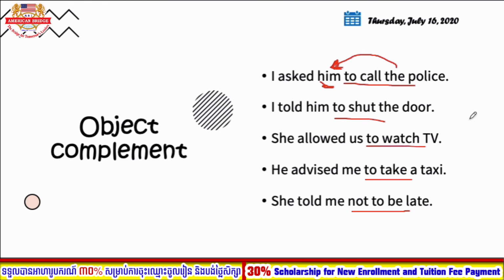I told him to shut the door. Are you the one who shut the door, or the other person who shut the door? The other person, right? So it has something to do with the object. All of these have the same structure. But remember everyone, you can use this with only certain verbs such as asked, told, allow somebody to do something, advise somebody to do something, and tell somebody to do something. So all these words are used with this structure.